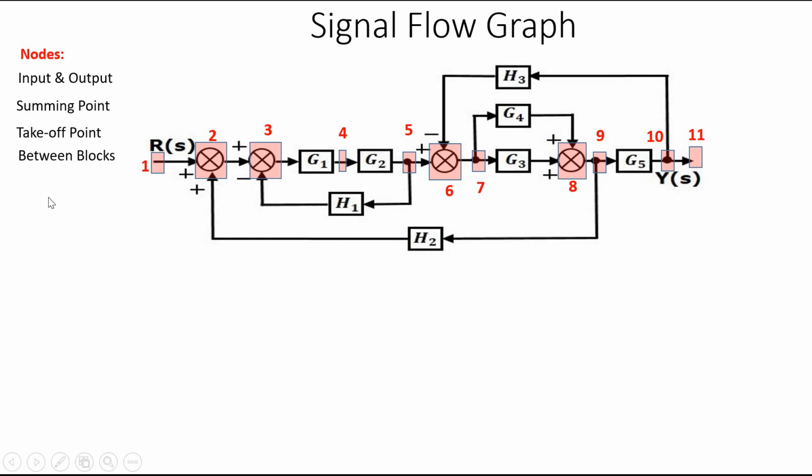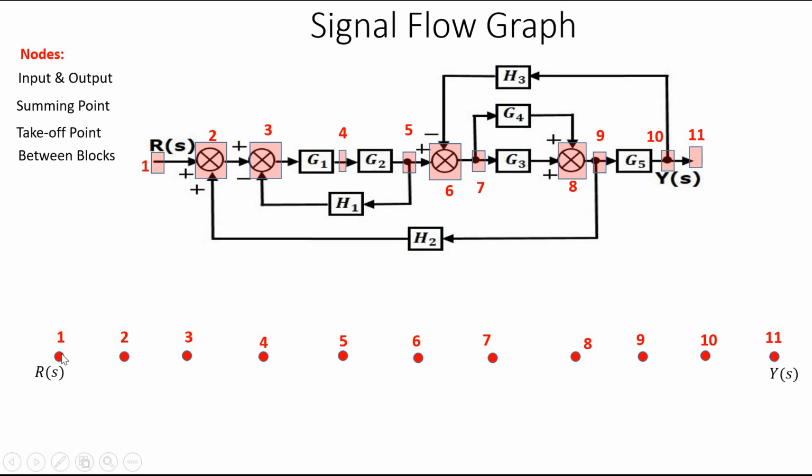First we construct the nodes of the signal flow graph. So 11 nodes, 1, 2, 3, 4, 5, 6, 7, 8, 9, 10, 11. Out of these, the first one is the input node R(s), and the 11th is the output node Y(s). The signal here is the input signal, and this is the output signal. So the input node will be this one, and the output node will be this one.